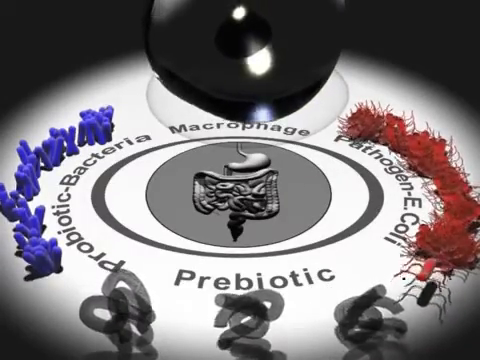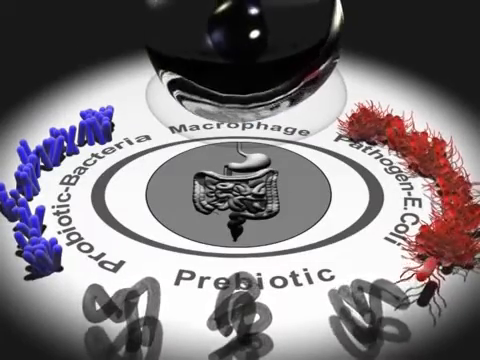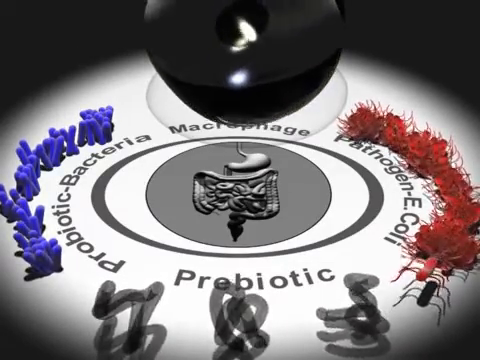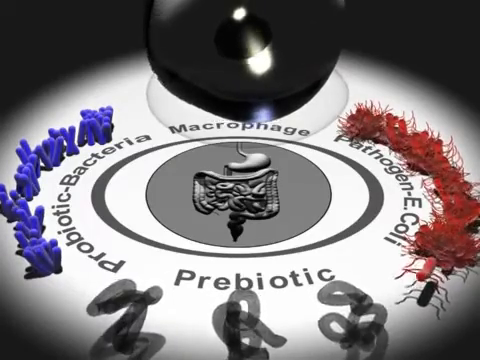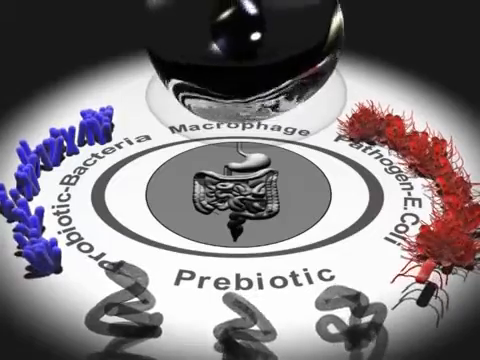You can see here the probiotic bacteria represented in blue, pathogens, for instance E. coli, in red. We also have a macrophage cell, which is an example of an immune cell.